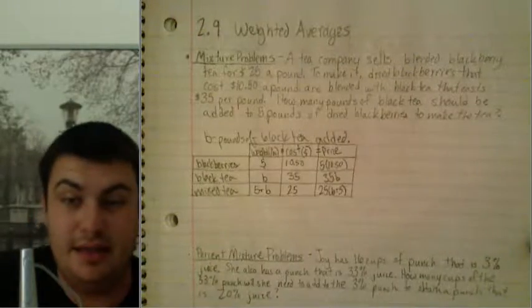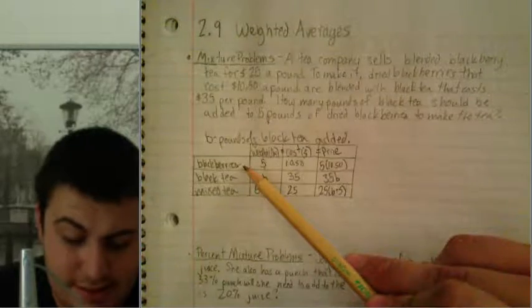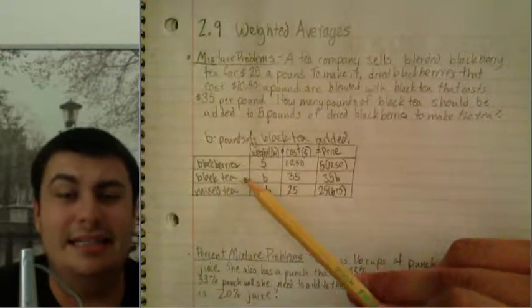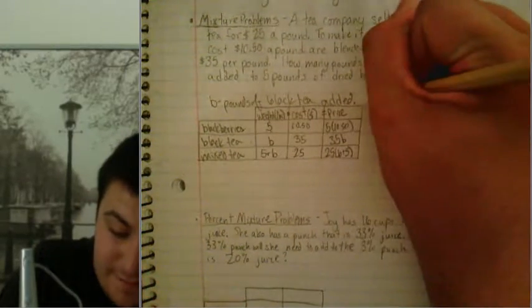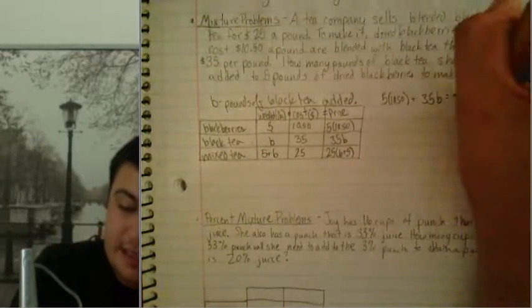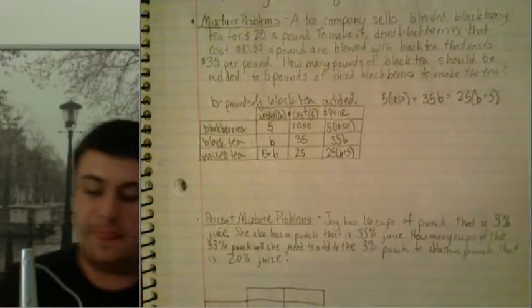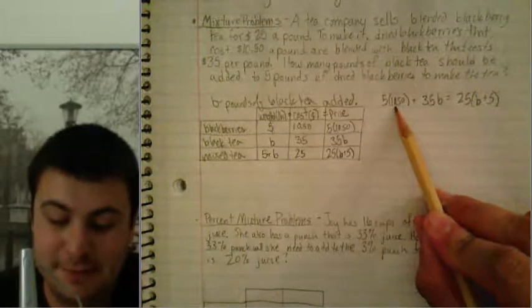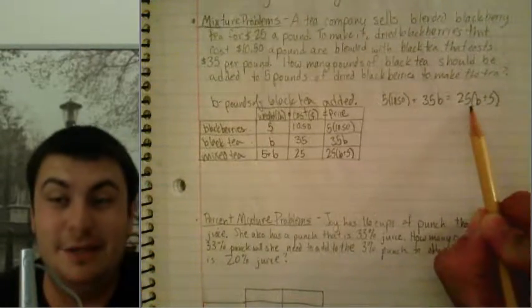All right. So now let's see. If we are taking the blackberries and the black tea and adding it together to find the mixed tea, we're going to set up our equation: 5 times 10.50 plus 35b equals 25 times (b plus 5). We took the weight and cost of the blackberries plus the weight and the cost of the black tea, and that's going to be the weight and the cost of our new mixed tea.